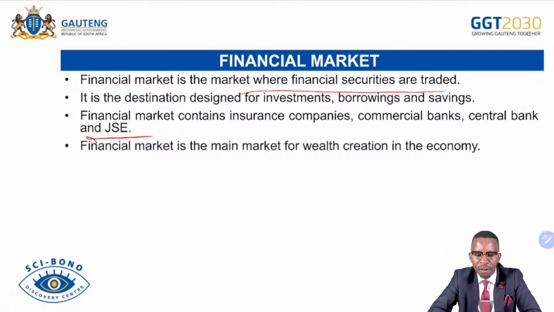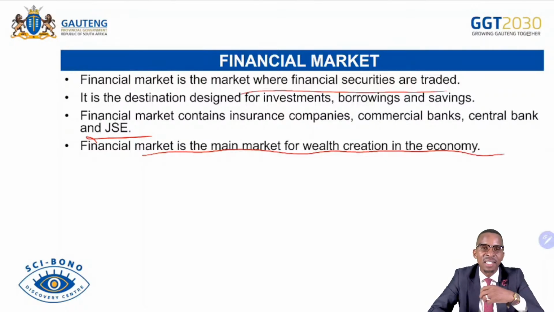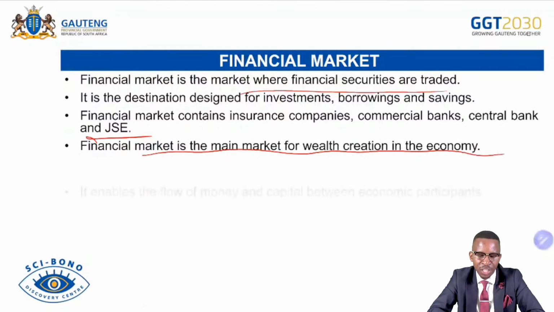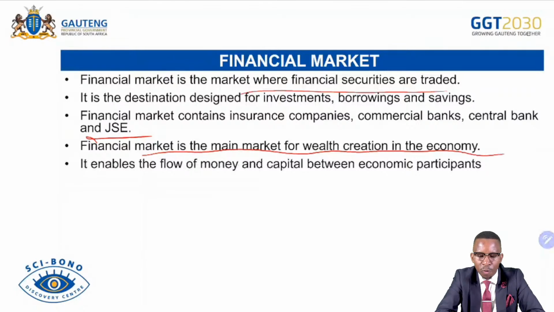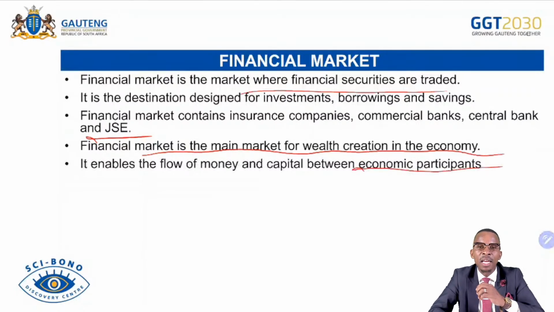Financial market is the main market for wealth creation in the economy because that's where all participants can invest or save their money. That's where they can borrow capital to start businesses. So that's why we say it is the market that is very important for the capital formation in the country. It enables the flow of money and capital between economy participants. Remember that economy participants, what do?